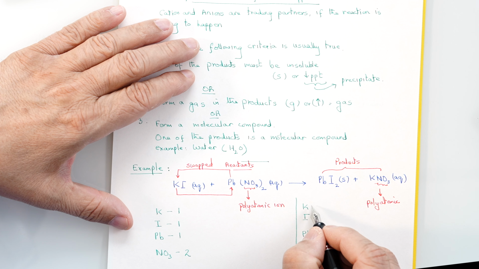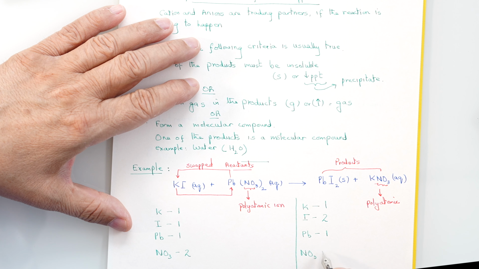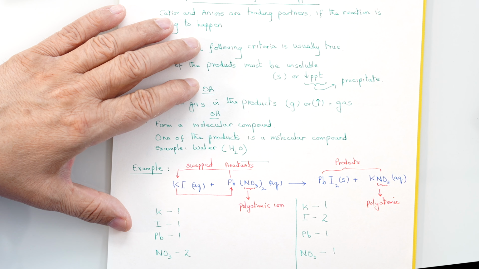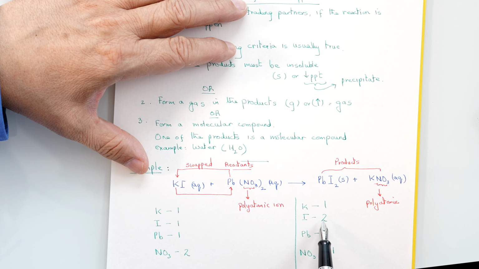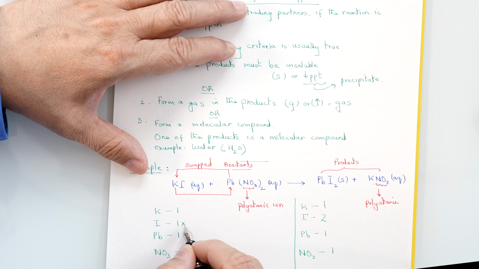Let's repeat the process on the right. Potassium 1, iodine 2, lead 1, and the nitrate ion. There's just 1 of these guys in here. So we write this over here. So now we're just going to balance them. So if you look at iodine, you need 2 of these over here. So what you're going to do is multiply this by 2.